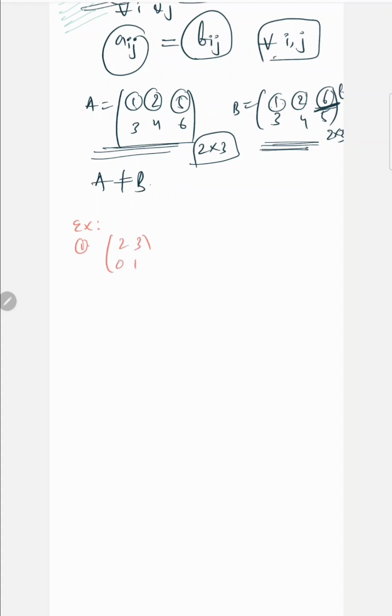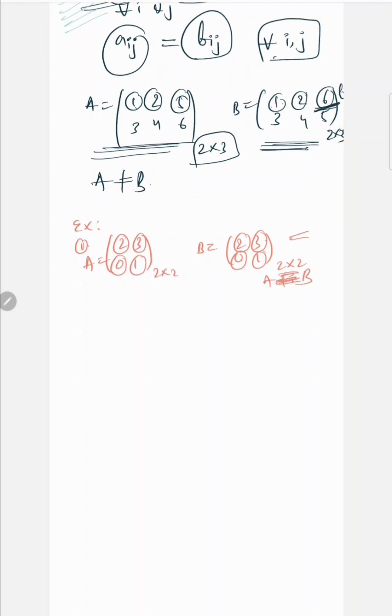A is equal to 2, 3, 0, 1 and B is equal to 2, 3, 0, 1. So we can observe both have the same order and the same elements. So A11 is 2 and B11 is 2. A12 is 3 and B12 is 3. A21 is 0 and B21 is 0. A22 is 1 and B22 is 1. So therefore A and B are equal matrices.